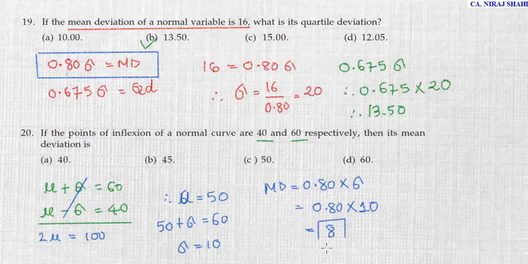Now somehow in our question 8 is not mentioned in the options. There is some printing mistake here, but we can say the answer is 8. So let me give you another option E here, which is 8, and we can say in this case E is our answer.